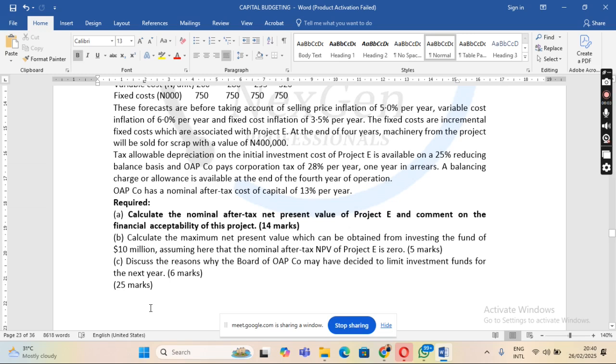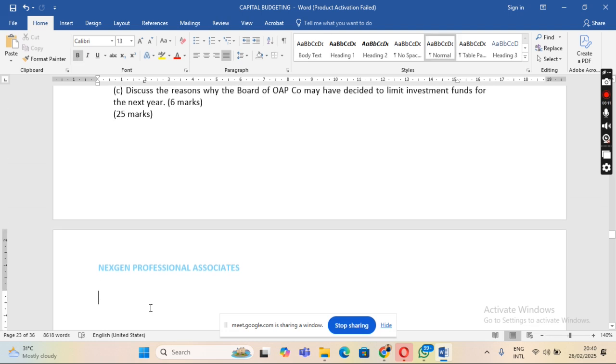This is 25 marks, right? I didn't even know. It's 25 marks, right? So suggested solution. So we'll start with the NPV for project E, right?